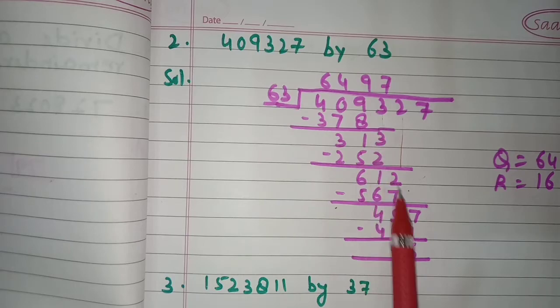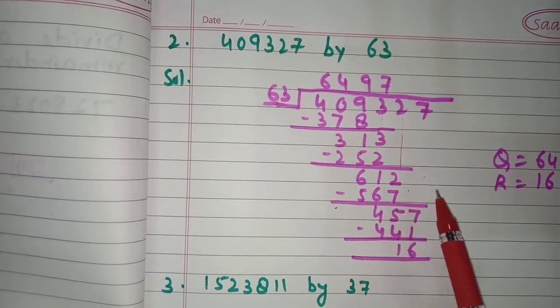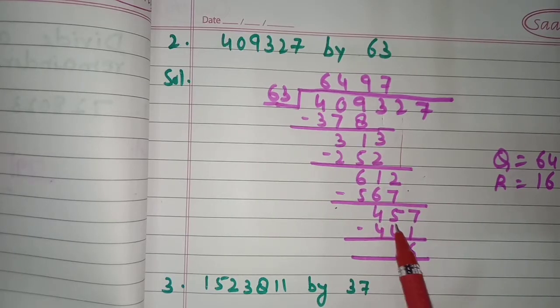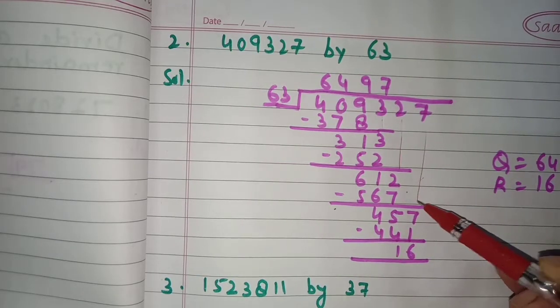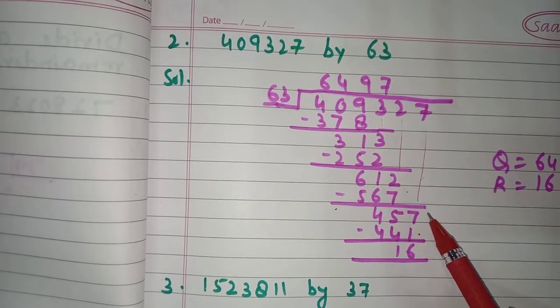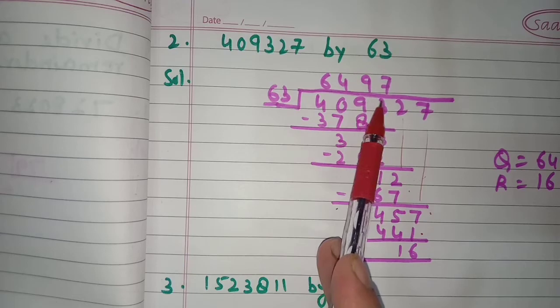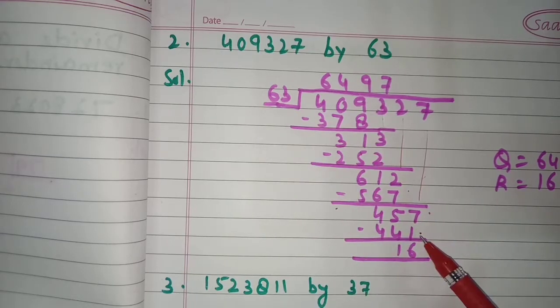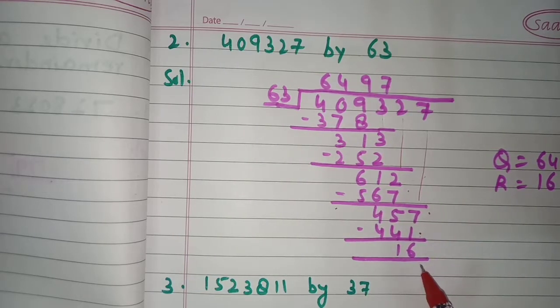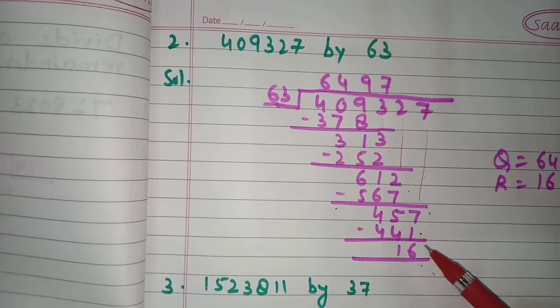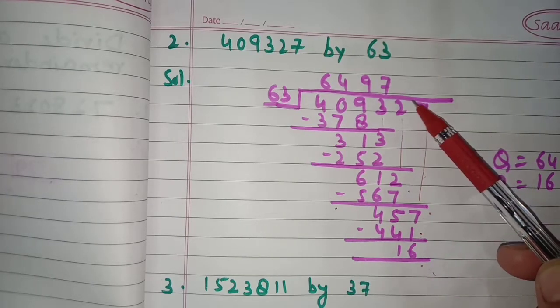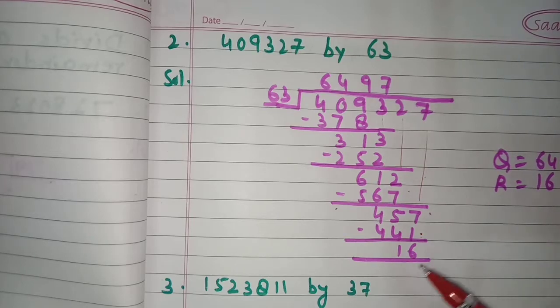Again 63 into 9 will give us 567, and after subtraction we'll get 45. After that we'll bring down this next digit 7 here. Now this is the new dividend. Again 63 into 7 will give us 441, and after subtraction we'll get 16 as the remainder. Now there is no more digit to bring down here, so here we will just leave the remainder. So here the quotient is 6,497 and the remainder is 16.